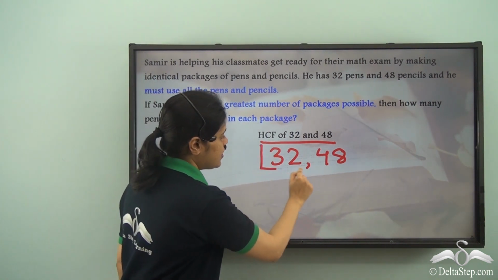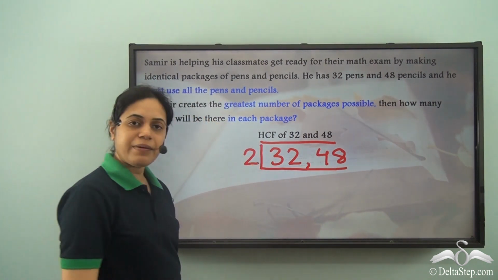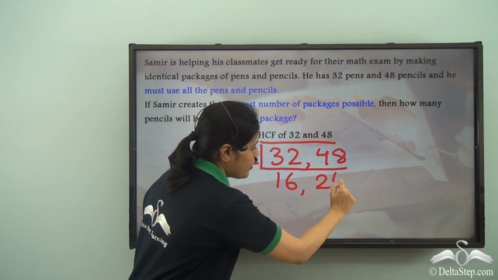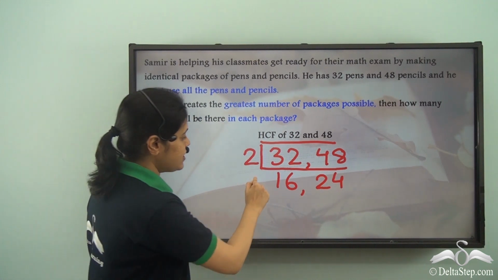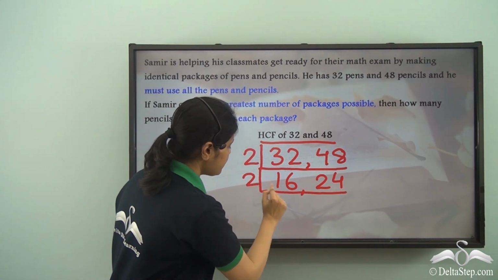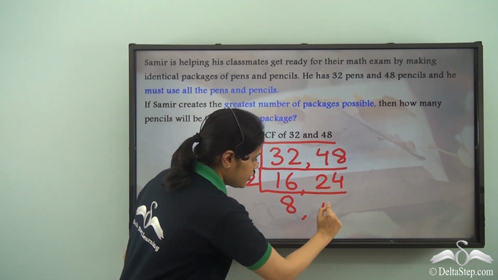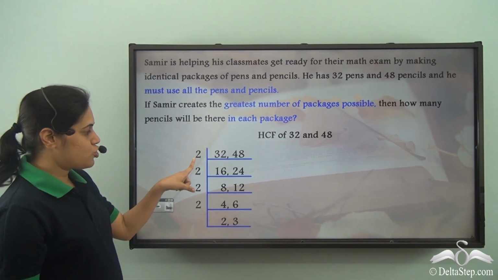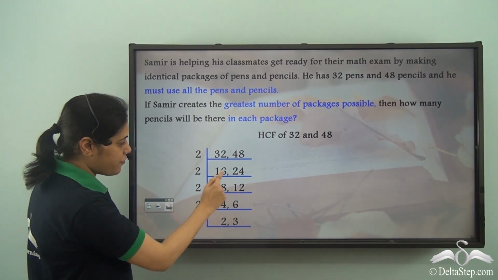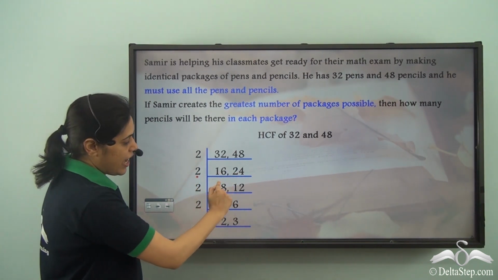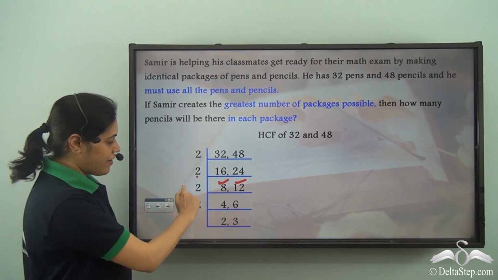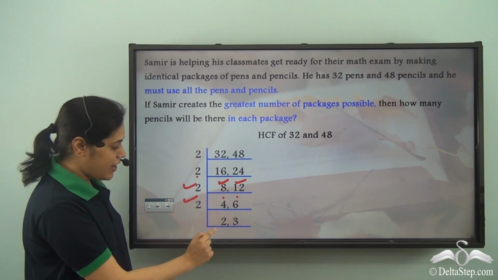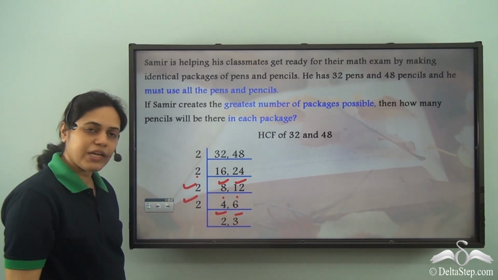First I divide with the lowest prime number 2. So, I have got 16, 24. Once again I divide with 2. I get 8, 12, and I continue to do that. Again I divide with 2 and I get 4 and 6. Once again I divide with 2 to get the quotients 2 and 3.